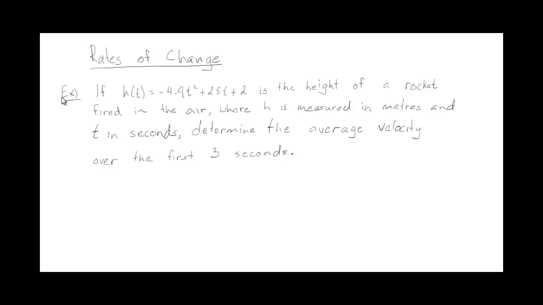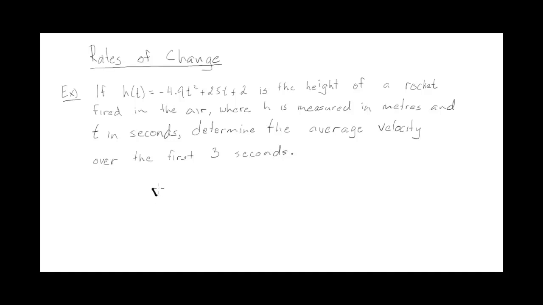Okay, in this video I'm going to go over a couple rates of change problems. So the first problem says if h at t is equal to this equation, which represents the height of a rocket fired in the air, where h is measured in meters and t in seconds, determine the average velocity over the first 3 seconds. So the key to this question is to know that the average velocity, or velocity, just means the rate of change of position over time.